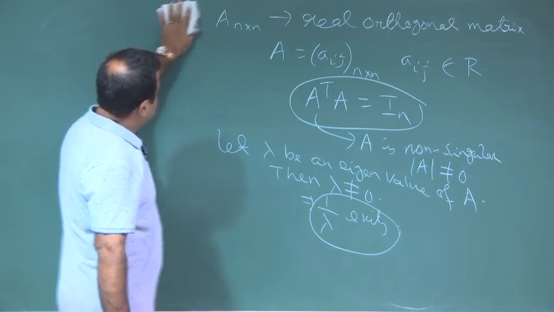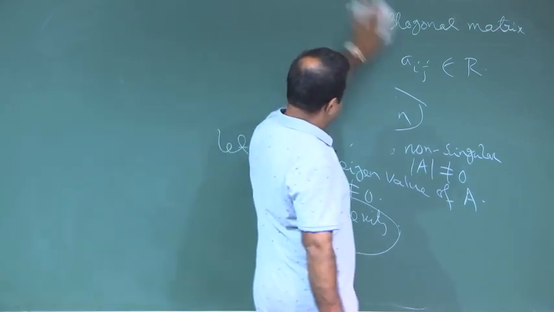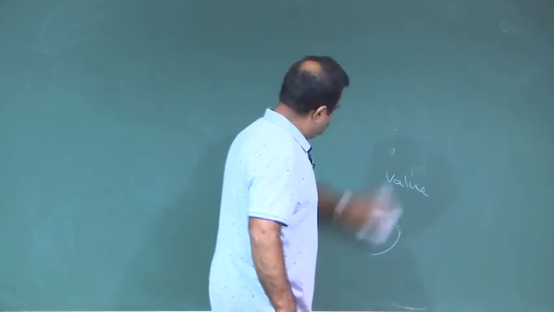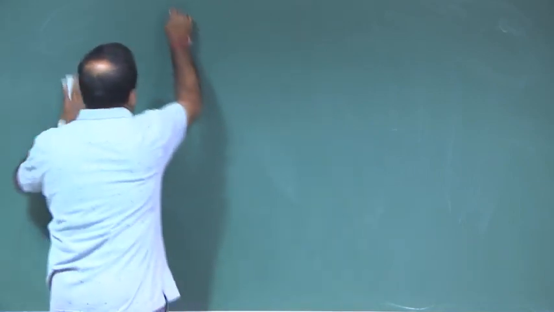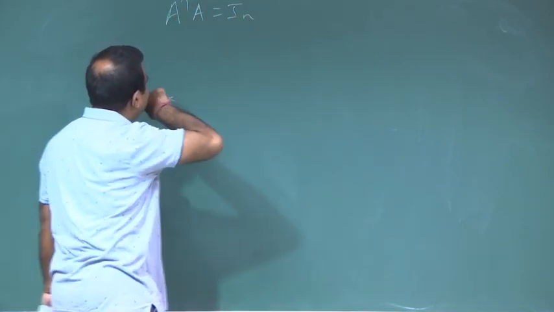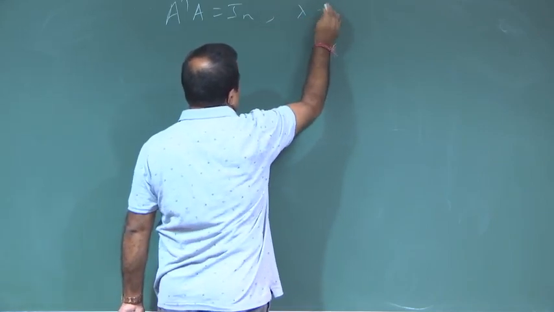So, how to prove this? Let us start: A is a real orthogonal matrix and lambda is an eigenvalue.